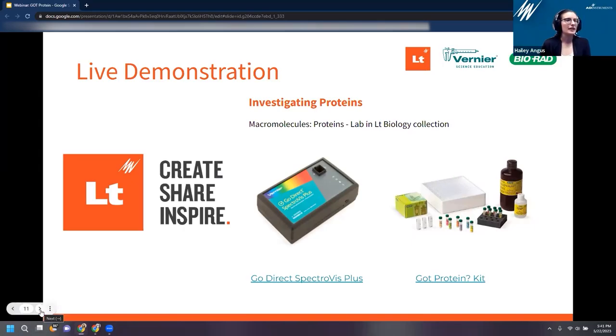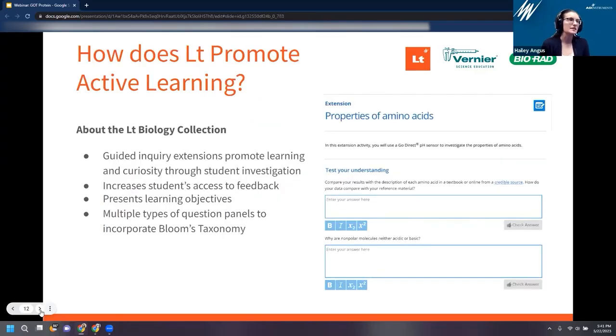I'm going to go a little bit more into active learning. We talked about teaching this in an interactive and engaging way. So one of the things that we talk about with LT is how is LT promoting active learning? What about LT promotes active learning? So here's a couple of these examples.